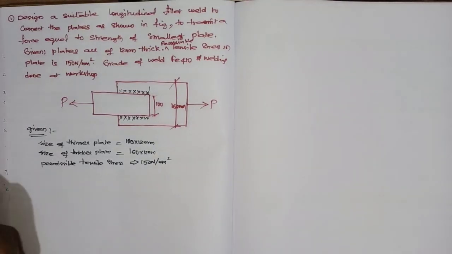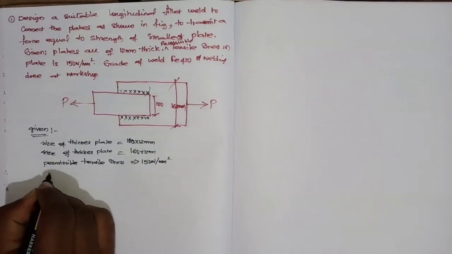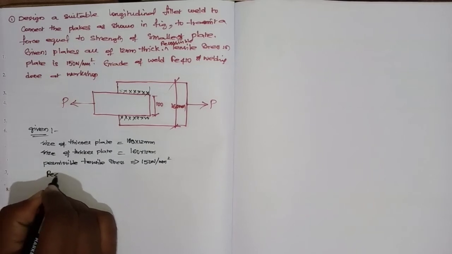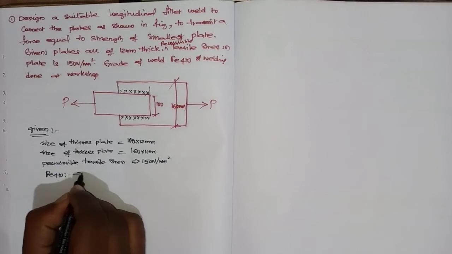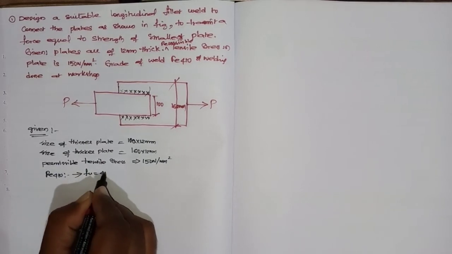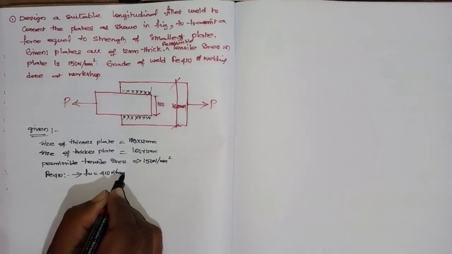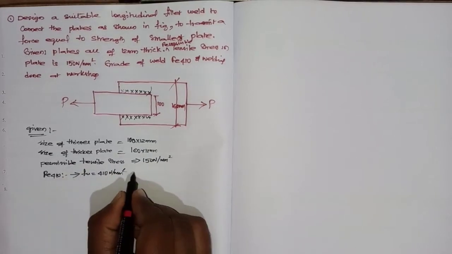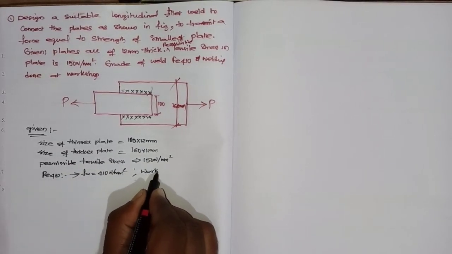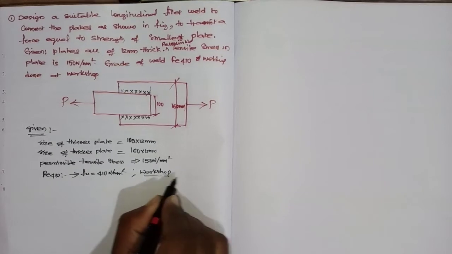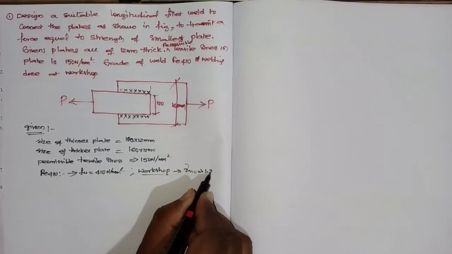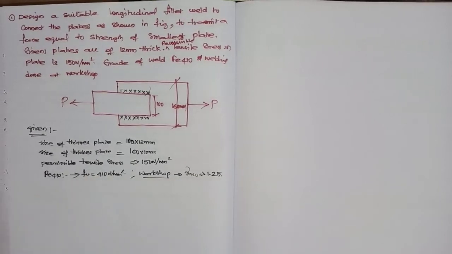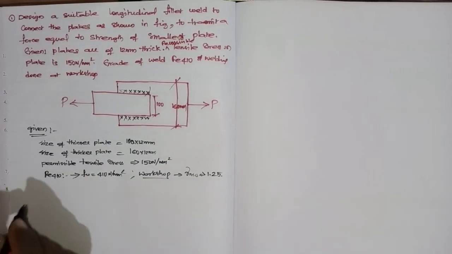Next, is anything else given? Fe410 means the ultimate tensile strength of the weld, Fu, is 410 Newton per mm square, and the welding is done at the workshop. So for the workshop, what will be gamma m naught? 1.25.